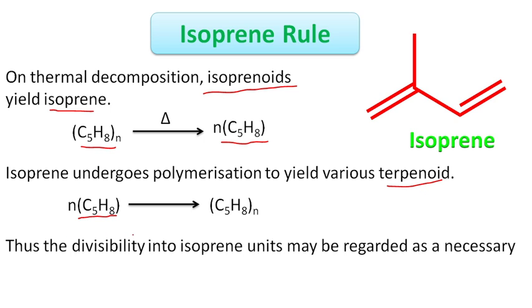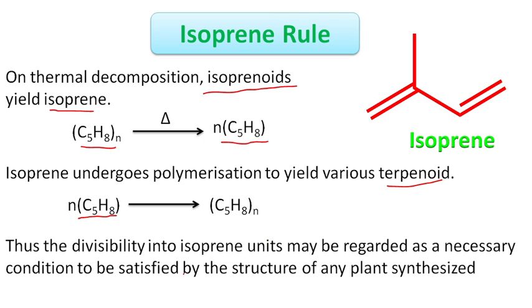Thus, the divisibility into isoprene units may be regarded as a necessary condition to be satisfied by the structure of any plant synthesized terpenoid. So this was the core statement of isoprene rule. For a molecule to be satisfied as a terpenoid, it must undergo a decomposition to yield isoprene units.